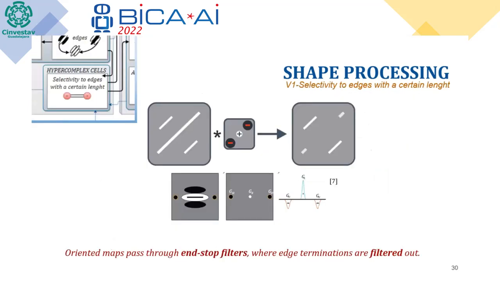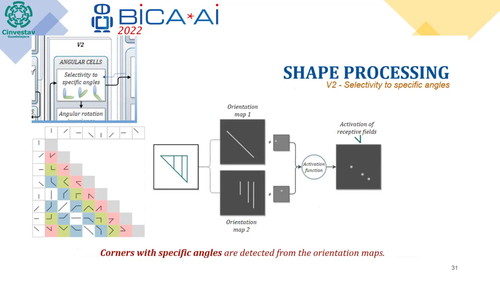the invariance. And then in the hypercomplex cells of V1, we obtain the selectivity of the edge with a certain length. For obtaining that, we use end-stop filters, where the edge terminations are filtered. And this is useful for obtaining more relevant information in the picture, and also helps to obtain the figure-ground segmentation in the future.